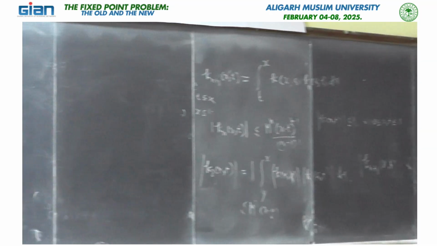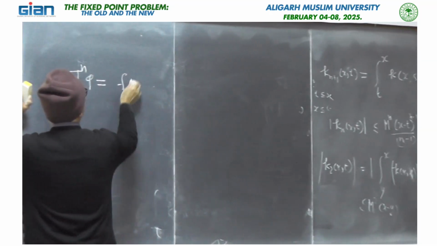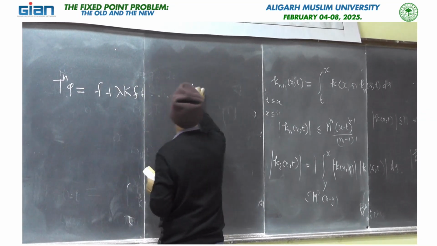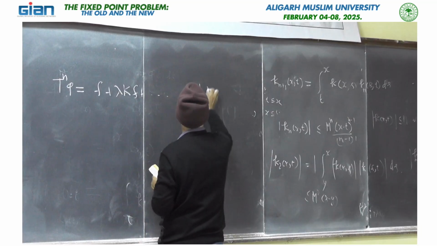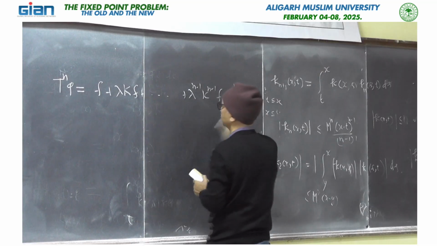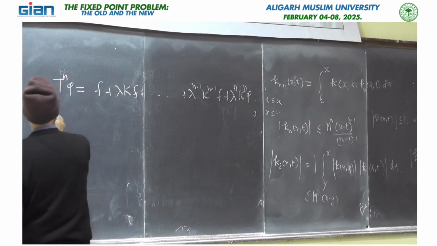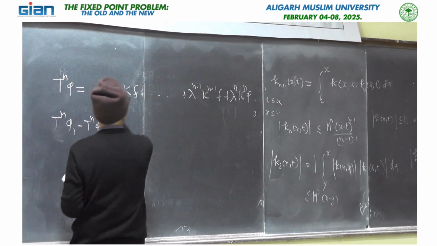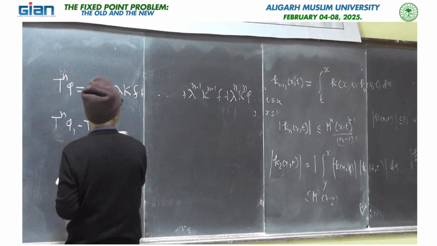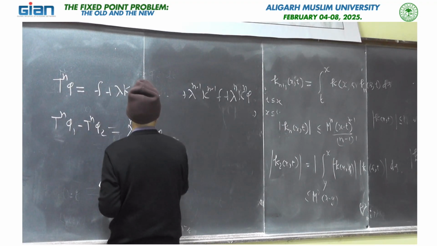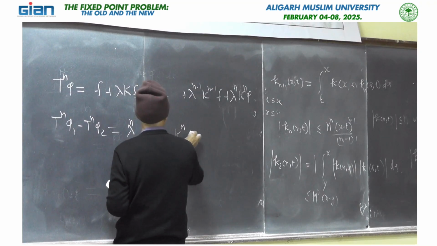So, what is T to the power n phi? Recall that it is f plus lambda K f plus so on plus lambda to the power n-1 K_{n-1} f plus lambda to the power n K_n phi. Now, looking at this difference T^n phi_1 minus T^n phi_2, the first part cancels, that is common in both. So, you have lambda to the power n K_n phi. This is a linear operator, so you can write it as K_n of phi_1 minus phi_2.